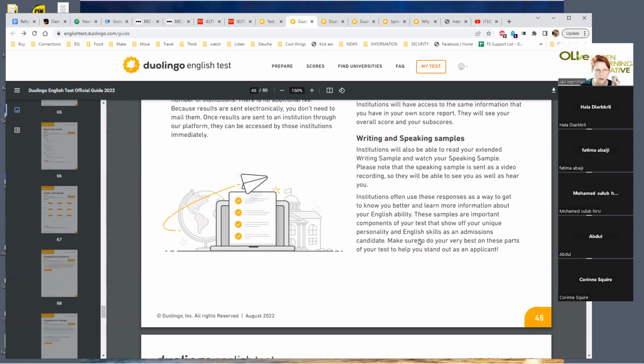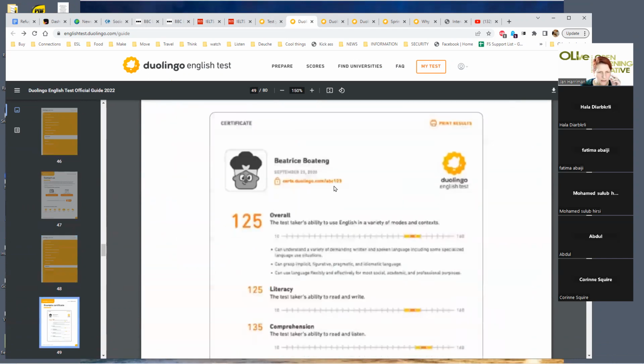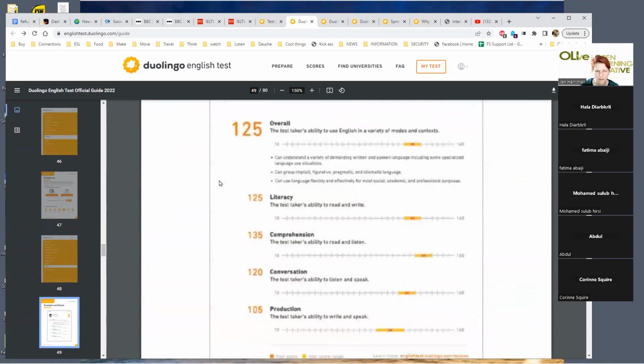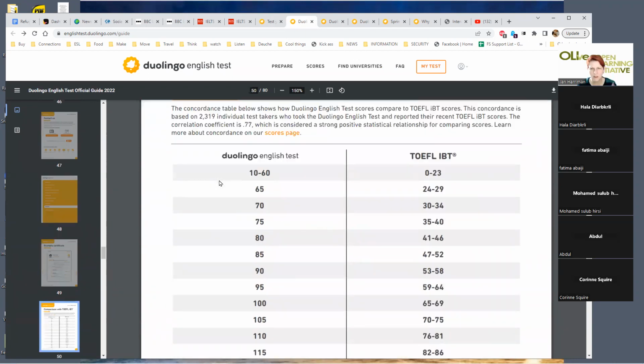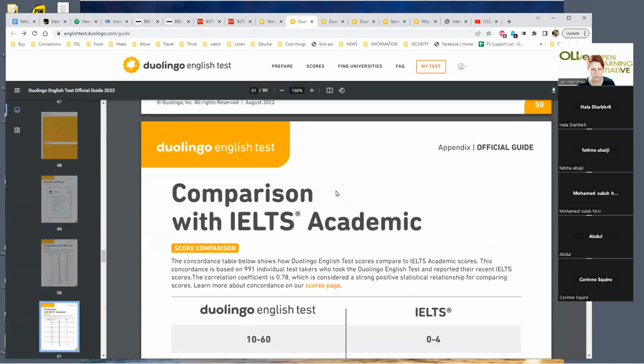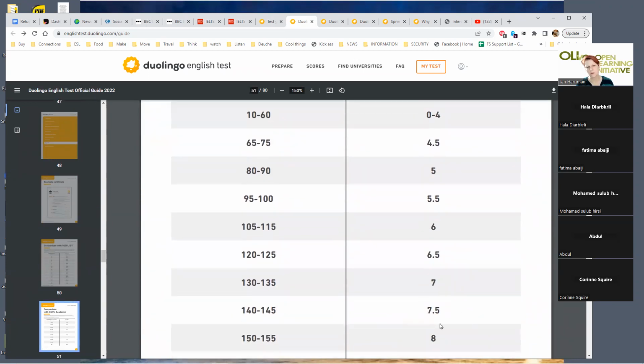There is actually, at the bottom, I'm going to give you a link to this guide. There are practice questions at the bottom. Let me see if that's in the appendix. Oh yeah, there's the score that you get. And here's the comparison to TOEFL, which we don't care about. We're looking at IELTS, the comparison with IELTS. So if you require a 7, you need to get 130 or above on this test.